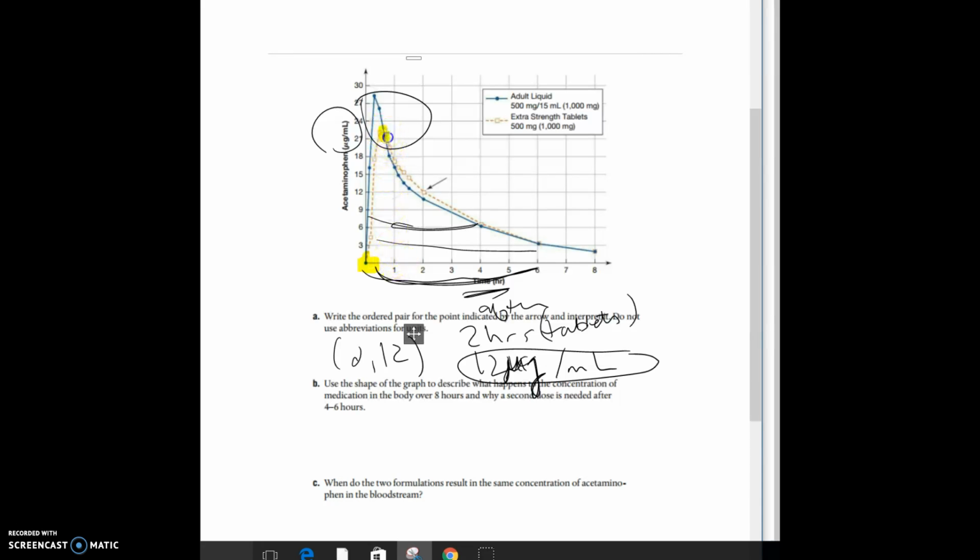And then it looks like about right here they cross, so that'd be about at the 45-minute mark. And then it looks like the lines are on top of each other at that point. So for that one, I would say 0 minutes, 45 minutes, and then kind of the 6 to 8 hour mark. All right, let's look at the next page.